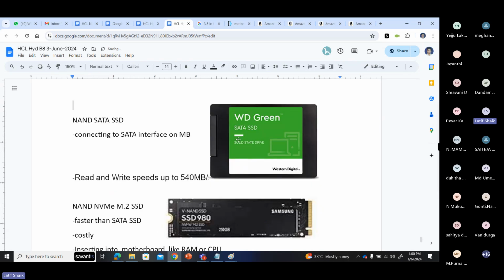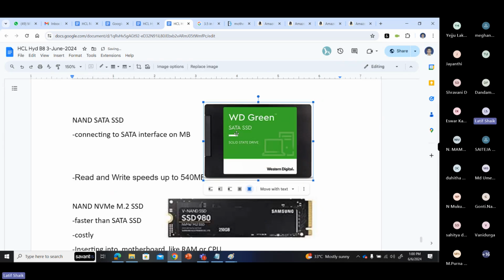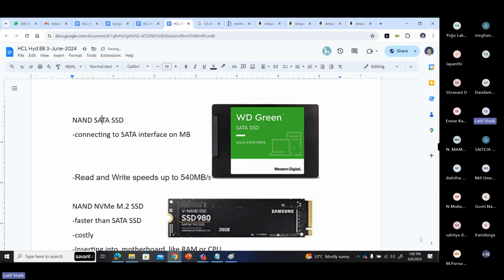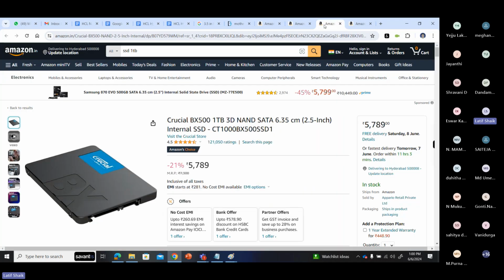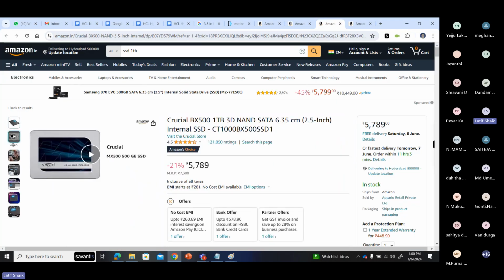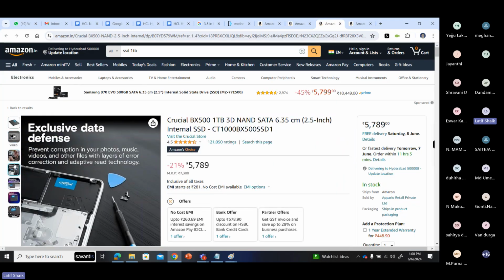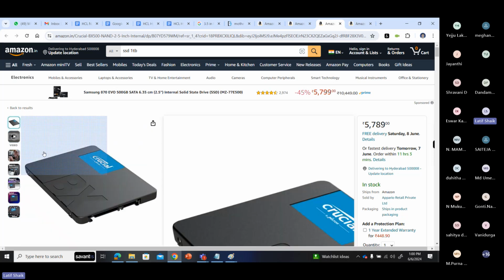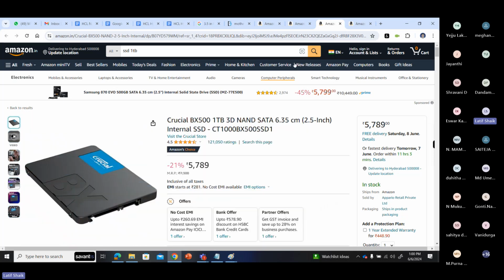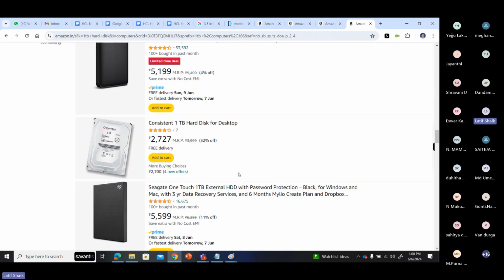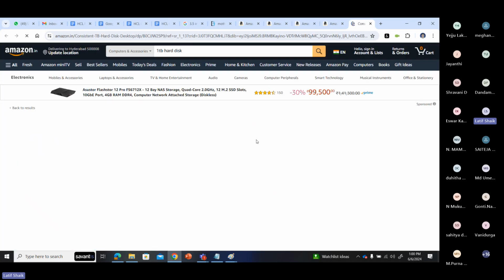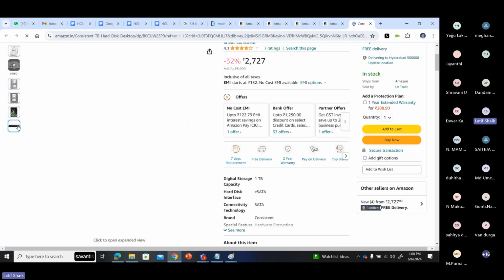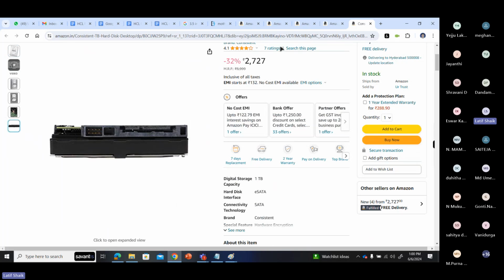Guys, these are SATA interface SSDs. This is a NAND SATA interface SSD, it looks like this one. The interface is SATA. Maybe there is no backside visibility, so you have to go for video only. But this is a SATA interface SSD, just like your SATA hard disk. That is the point.